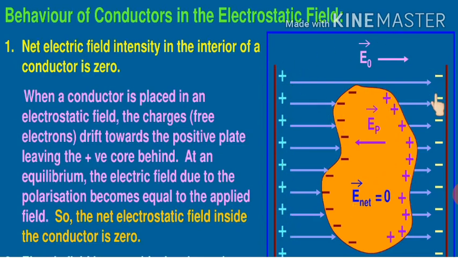A conductor is placed in an external electric field. This plate is positively charged, this is negatively charged, so an electric field will be set up in this direction. This is the external electric field E0. Now when the conductor is placed in this electric field, what will happen? As the plate is positively charged, the negative charge or electrons will be attracted towards it. So on this side negative charge will get induced and on this side positive charge will get induced.